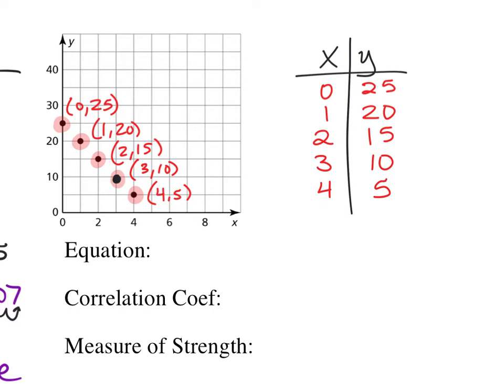I just like overwriting the table because it just types over them. But you can do what you want. This is 25, 20, 15, 10, and 5. Once I have all of the coordinates matching up, I press stat. I go over to calculate.